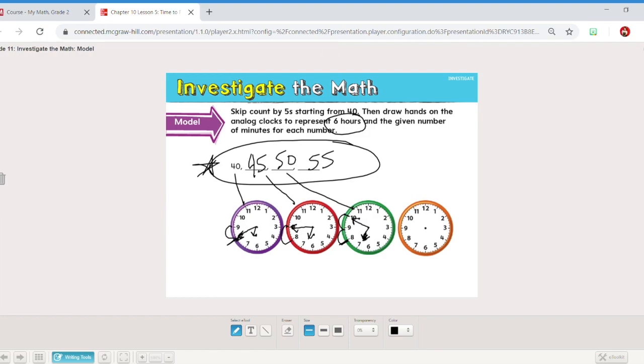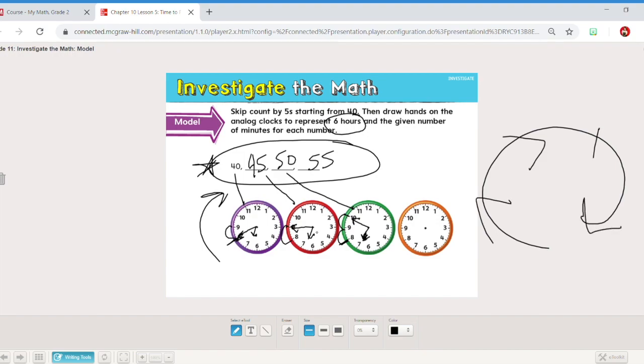If you noticed, you see the clock hand moving in what we call a clockwise direction. The hand moves in a circle, and it's always moving in the same direction. So this hand is 55 minutes, which you probably already know by now. We put the hour between the 6 and the 7, and the minute hand goes right on the 11. It follows our pattern. 40, 45, 50, 55.